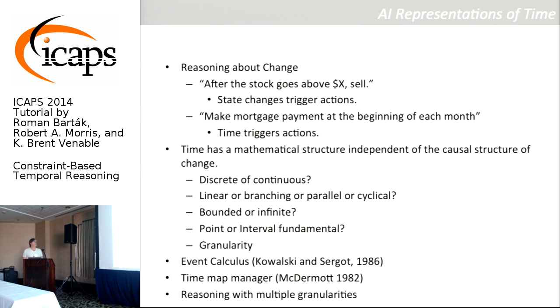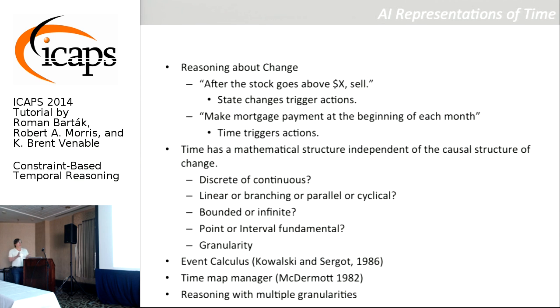So then when we get to AI and AI representations of time, that kind of emerged over the process of reasoning about change. In the situation calculus and other early representations, the representation of change and action, and the effects of action. So here is an example. After the stock goes above a certain amount, X dollars, sell. That's an example of where changes to the state of the world trigger certain actions.